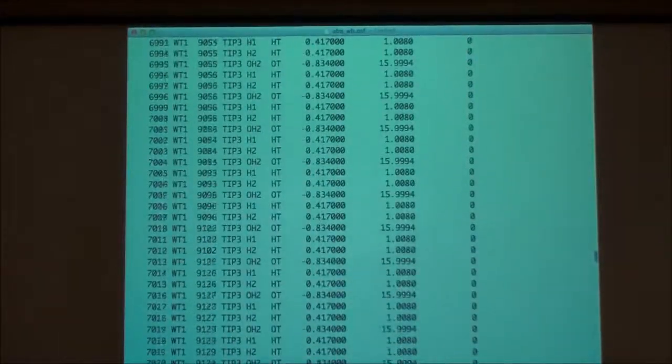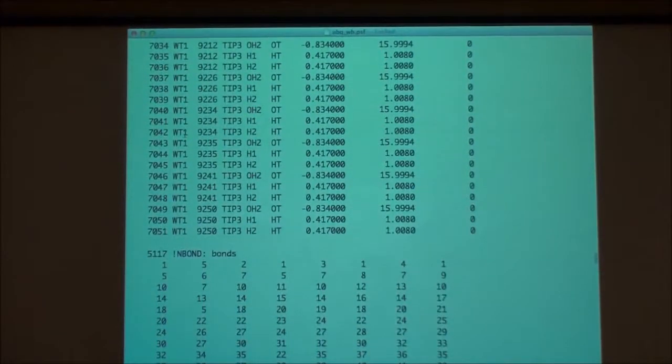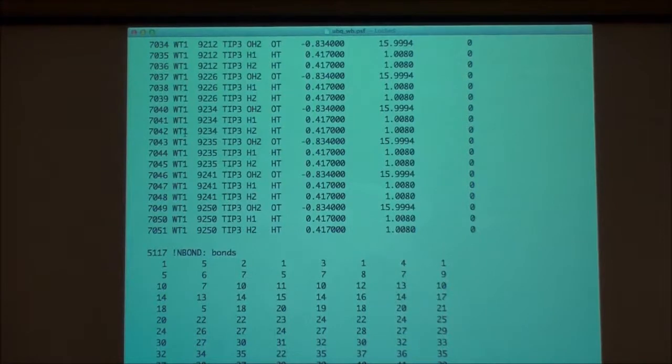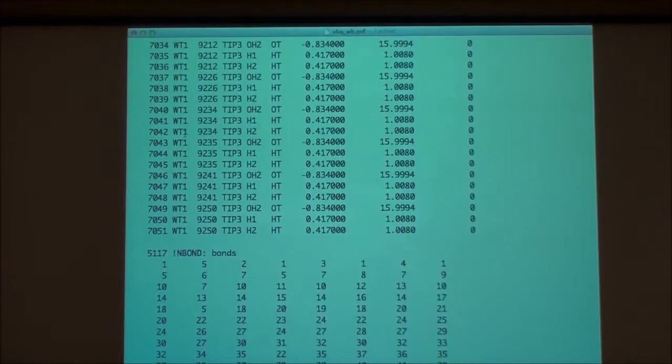So this is the bonds block where you define the bonds. Say, there are 5,117 bonds here. Atom 1 is connected to 5, 2 is connected to 1, 3 is connected. So you can delete a bond easily by just editing the PSF file. Or you can add an artificial bond here for yourself, really testing something.